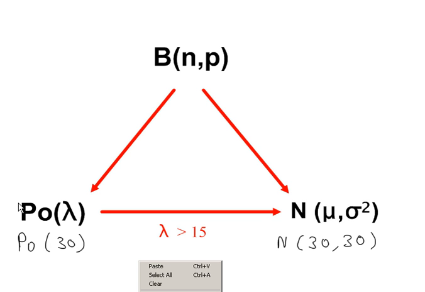Now let's have a look at the Poisson to normal. The Poisson here has a mean of 30, so the normal distribution has a mean of 30. The Poisson variance is 30, the normal variance is 30. Let's have a look at both of these two graphs together.